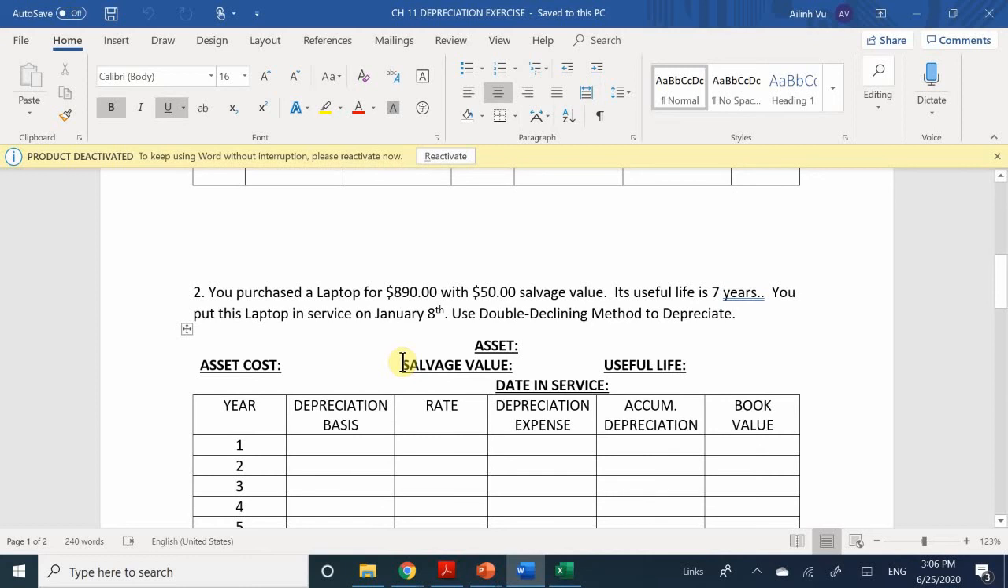Number 2, okay? You purchased a laptop for $890 with $50 salvage value. Its useful life is 7 years. And you put this laptop into service on January 8th. Use the double declining method for this depreciation. Let me go ahead and copy that information down in my table.